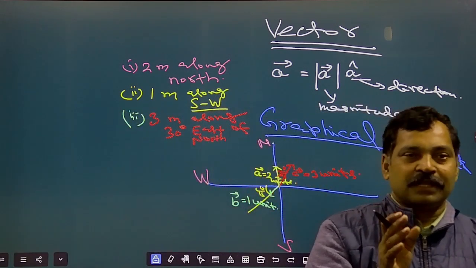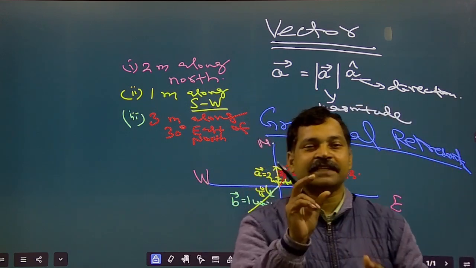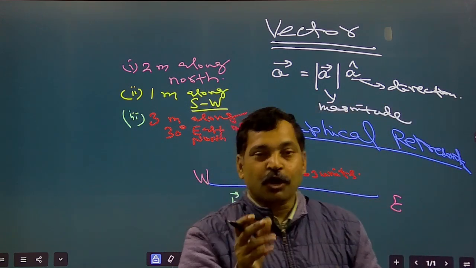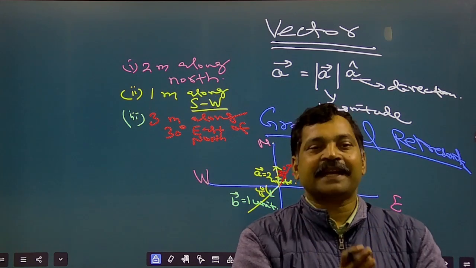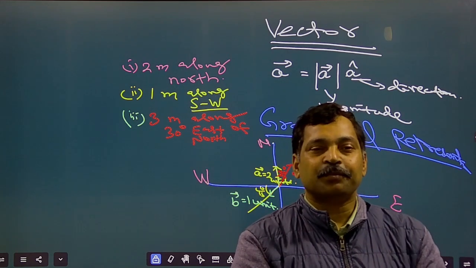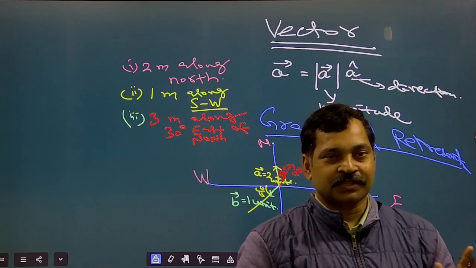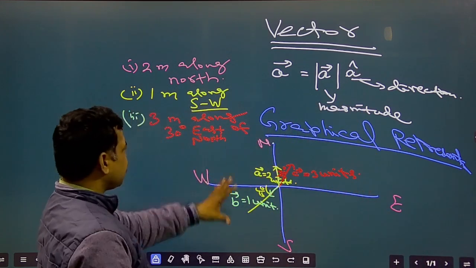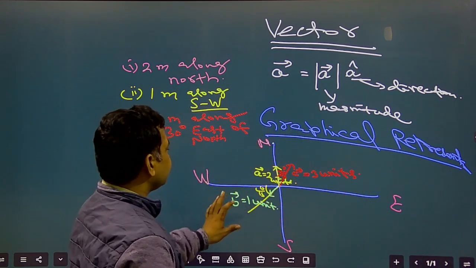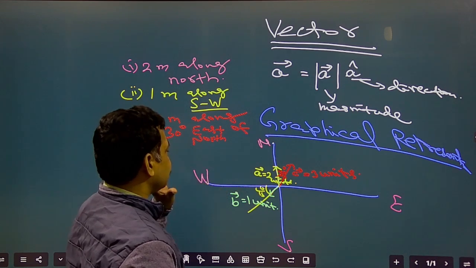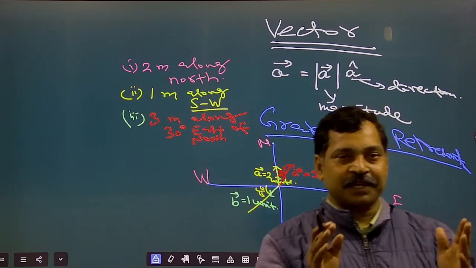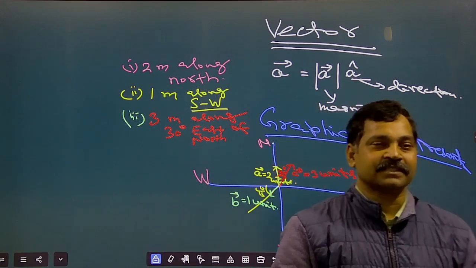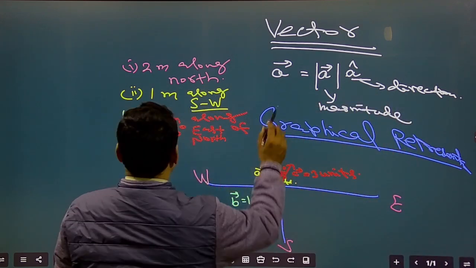So you know the magnitude of the vector is represented by the comparative length of the line, and the direction is given by putting the arrow on it. So this is how we represent a vector in graphical representation. I think that is clear to you. Any vector has magnitude and direction.